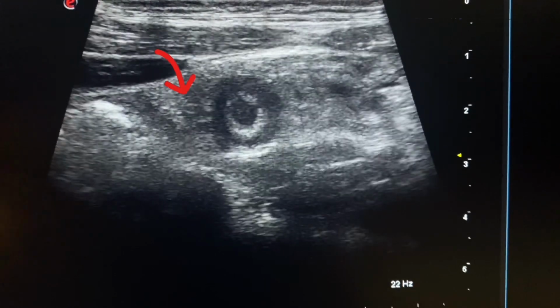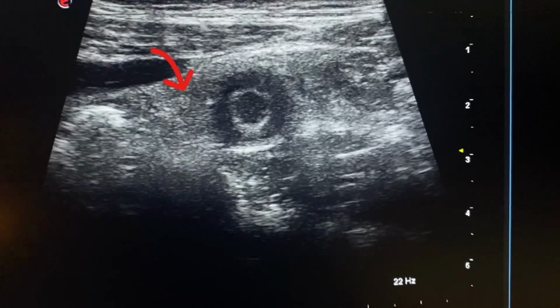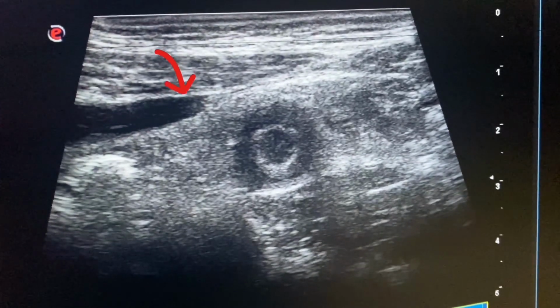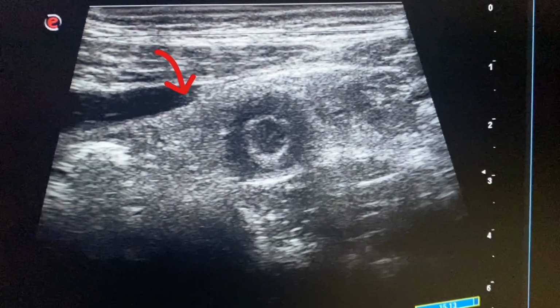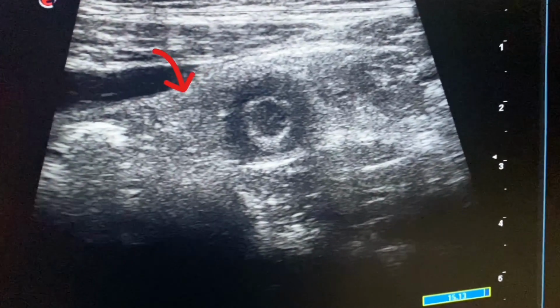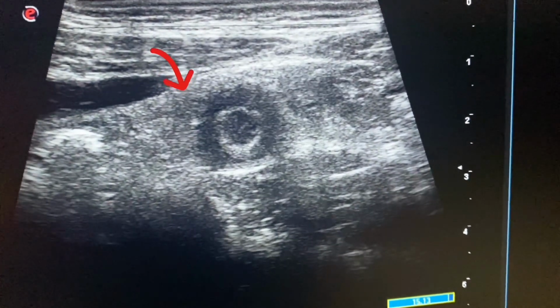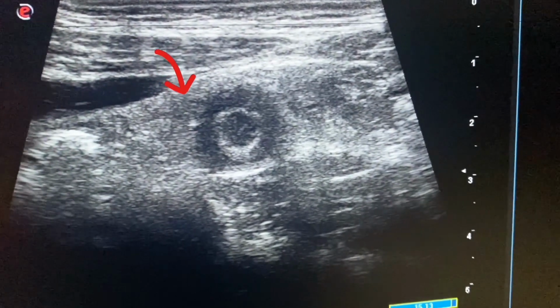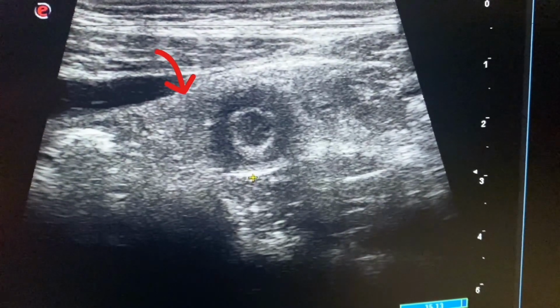Sometimes we don't find the appendix, but if you find that the walls of the cecum are inflamed, then we try to find the appendix, as cecum walls and distal ileum walls are mostly inflamed due to acute appendicitis, or inflammation of the appendix.